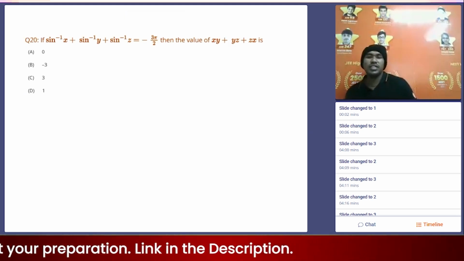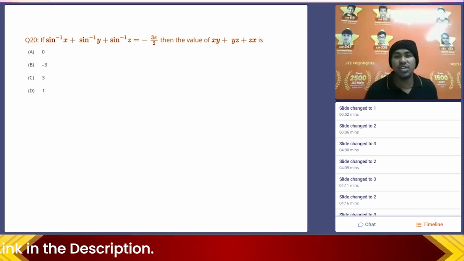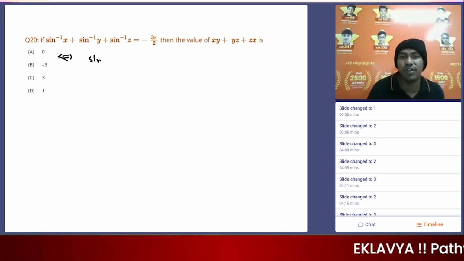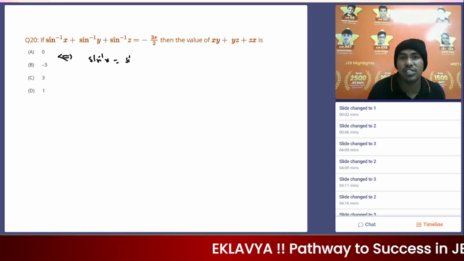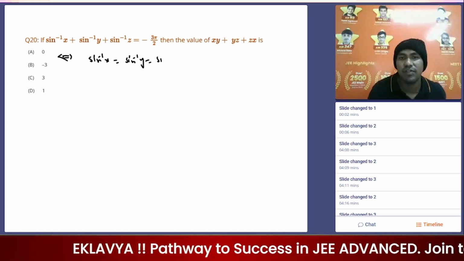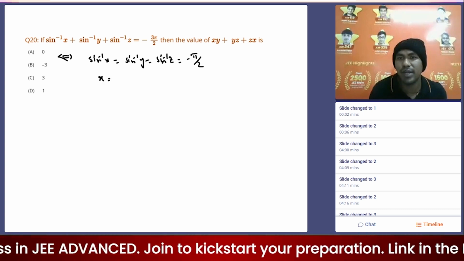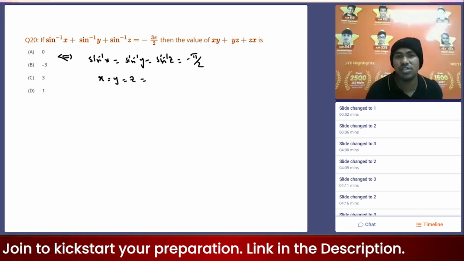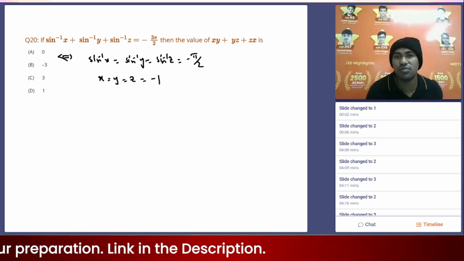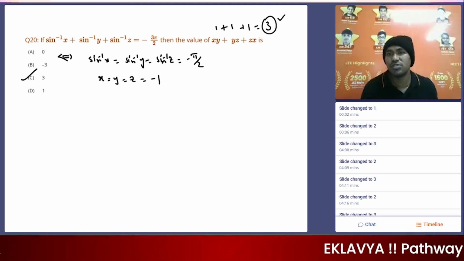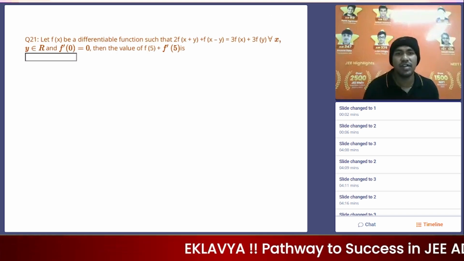Now question number 20: sin⁻¹x + sin⁻¹y + sin⁻¹z = −3π/2. So directly we can take it. It is possible if and only if sin⁻¹x = sin⁻¹y = sin⁻¹z = −π/2 only. Which means x = y = z = −1. So minus 1 into 1, 1 plus 1, which equals 3. The answer is 3 for this.